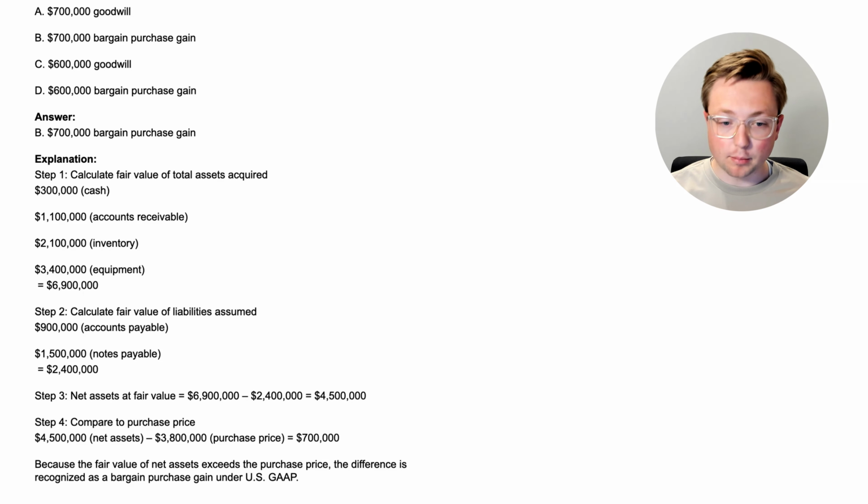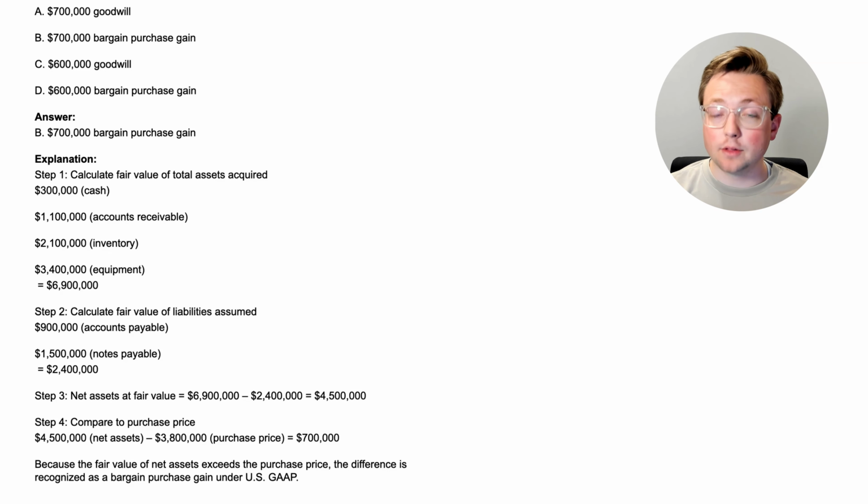That's the fair value, remember. And then we take the fair value of the liabilities, and that's the accounts payable and the notes payable, $2,400,000. So we net those to get the net assets at fair value, and that's $4,500,000. So now we can compare that to the purchase price. Now in this case, the net assets is worth more than the purchase price. So they paid less than what the fair value of the net assets is. So they actually have $700,000 extra that they got, even though they only paid $3,800,000.